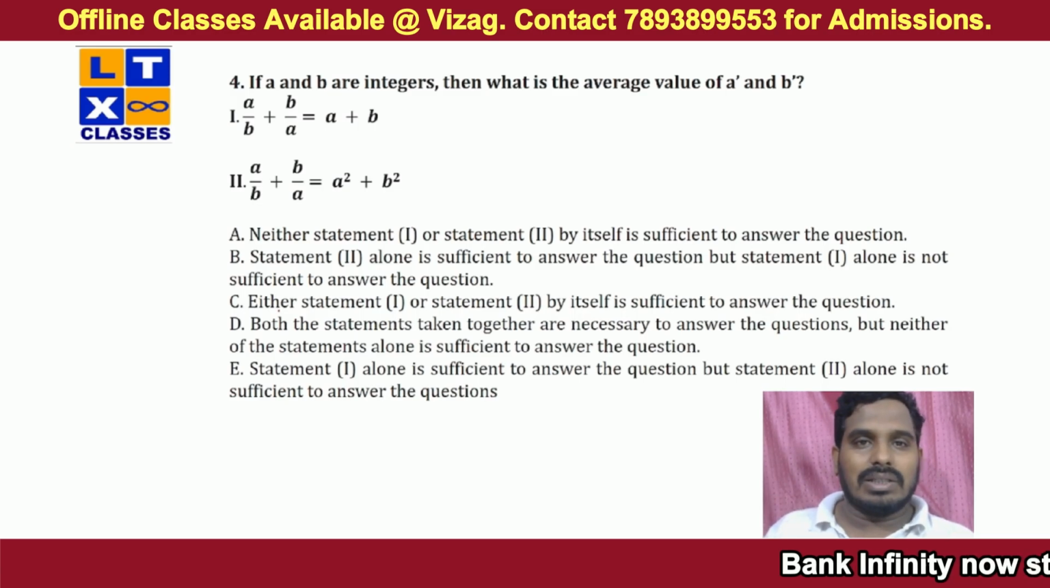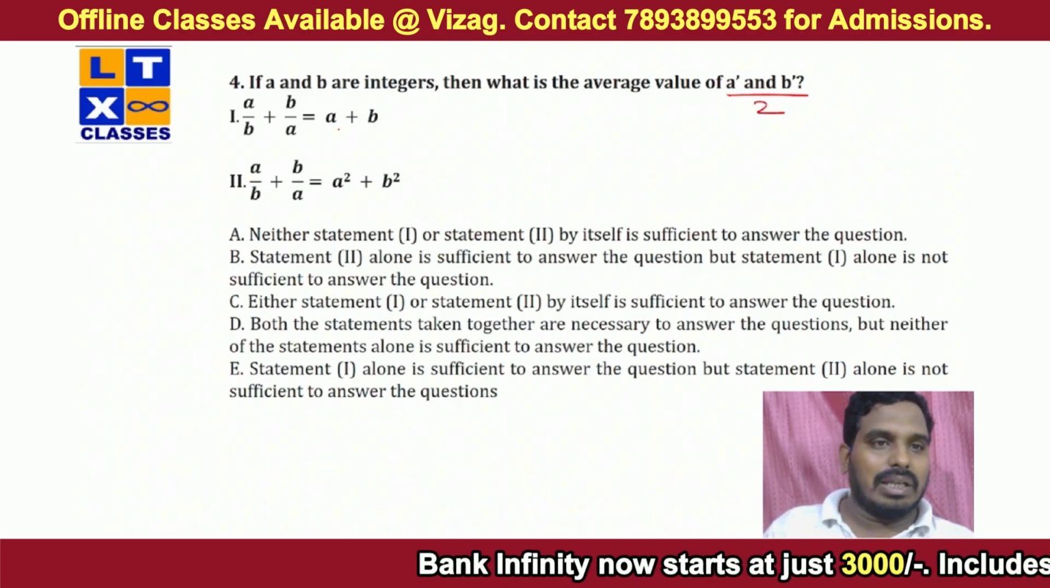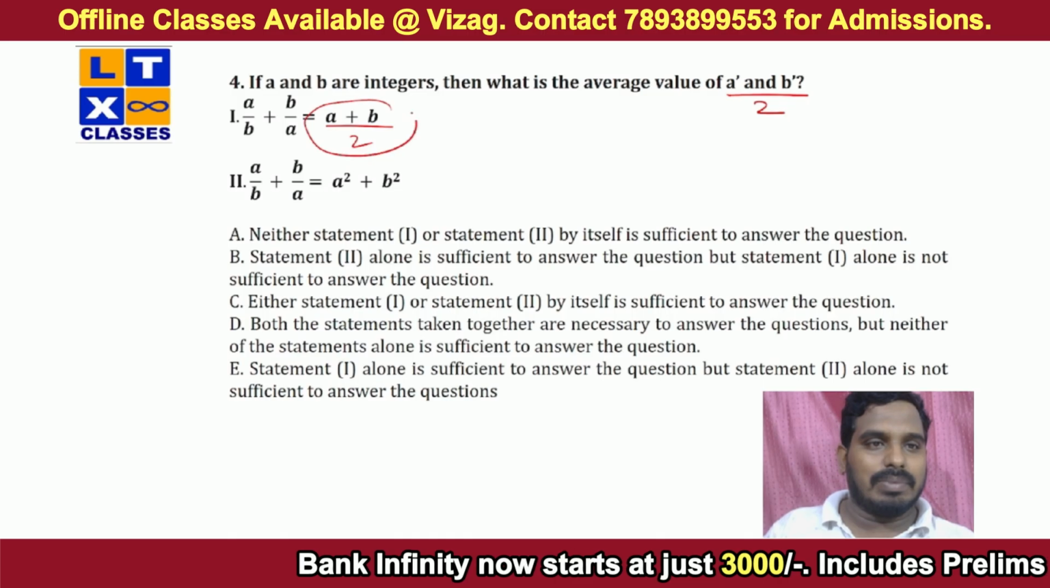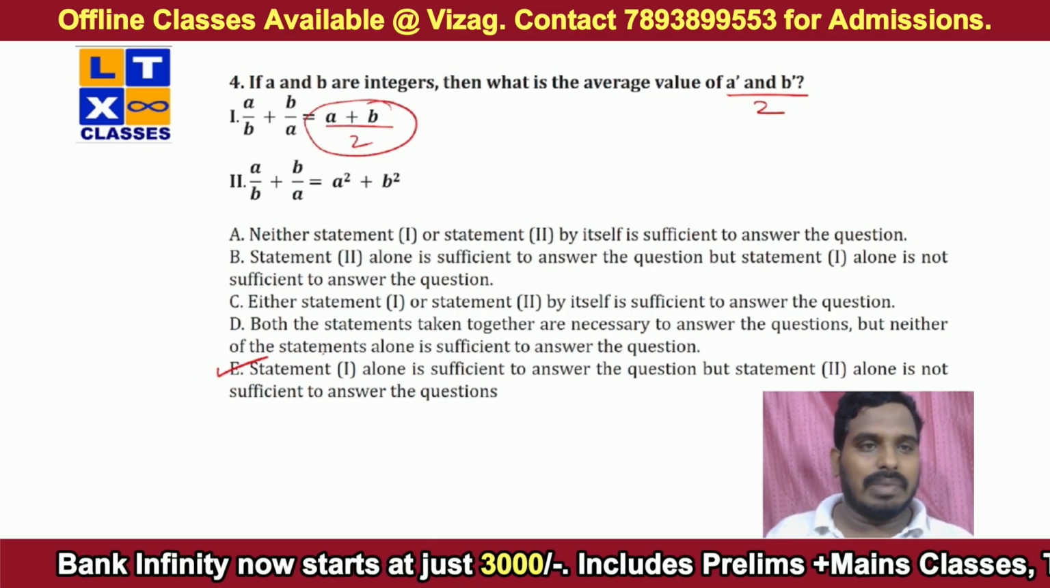Now, if A and B are integers, what is the average value of A and B? So, average of A and B is nothing but (A plus B) by 2, right? So, I can easily get it from the first statement itself, (A plus B) by 2. So, statement 1 alone is sufficient to answer my question.